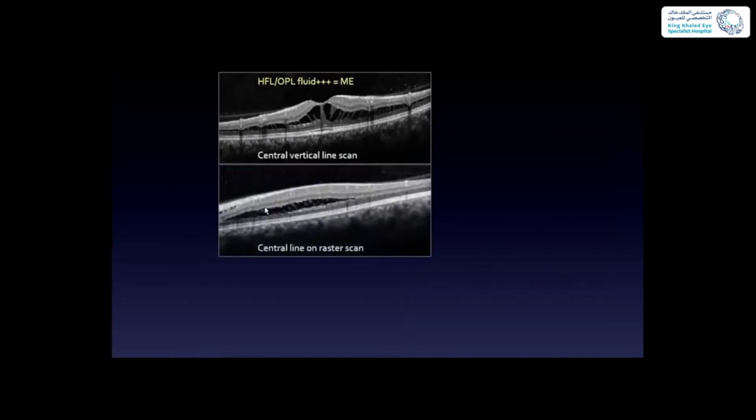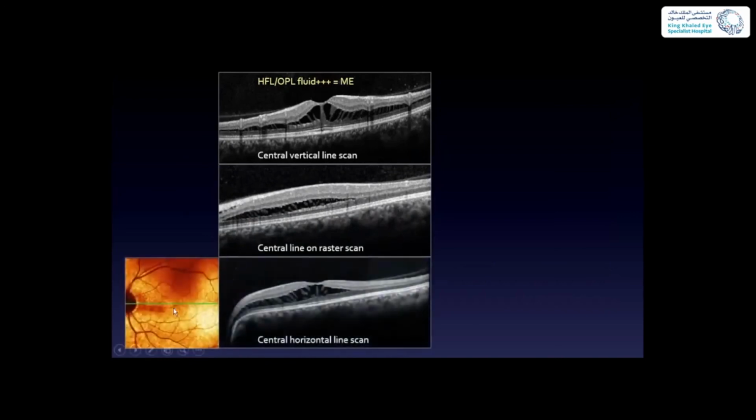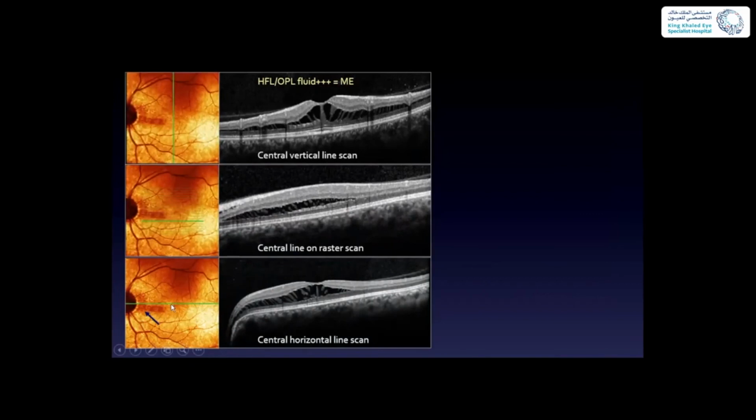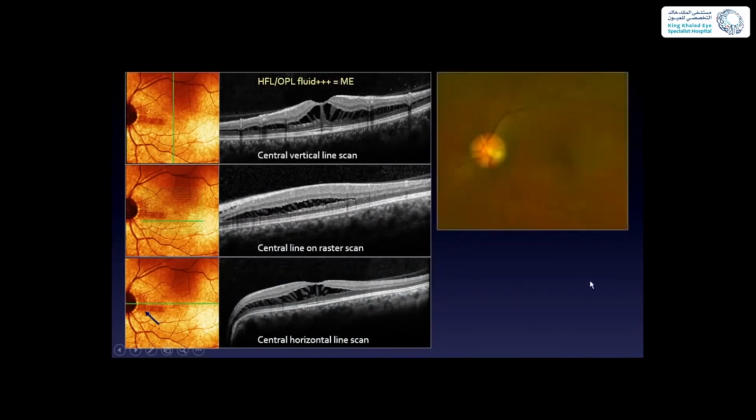And here's another case in which you have definite fluid in the OPL and the nerve fiber layer. Here it is again on the central line on the raster scan. You can see that there's fluid in the outer plexiform layer, so definitely macular edema. But when you extend the scan, you can see that it's also connecting to the optic nerve area. The vertical scan here missed this conduit, and this scan missed it as well. But if you go through the entire scan, you may pick it up and realize that this is an optic nerve head pit, a tiny pit in this case, and that's the importance of looking at the entire scans and the SLO image.